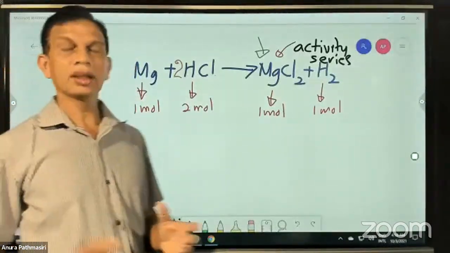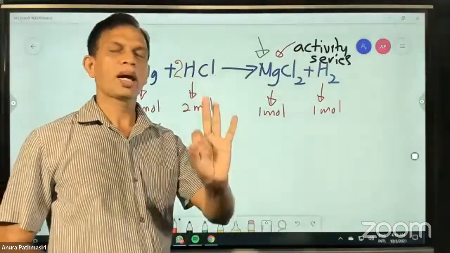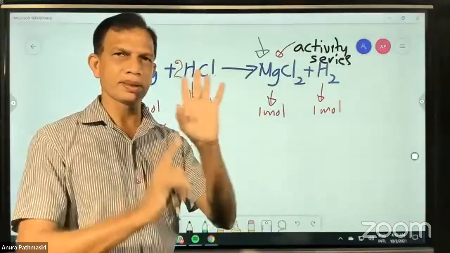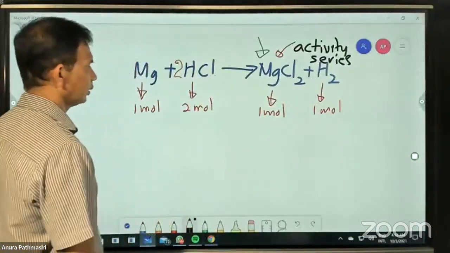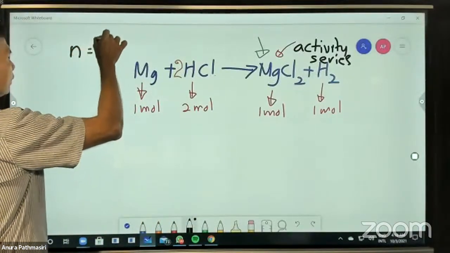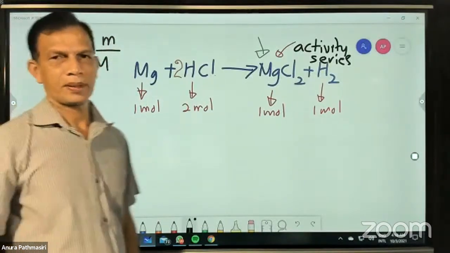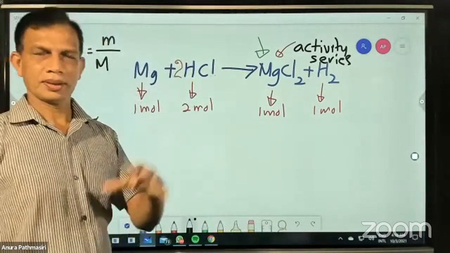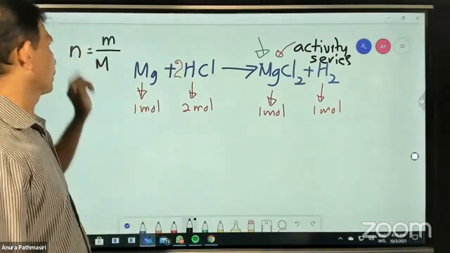Then the relationship between the number of moles and the mass, moles and mass. That relationship is brought up by using the equation: number of moles is equal to given mass divided by molar mass.